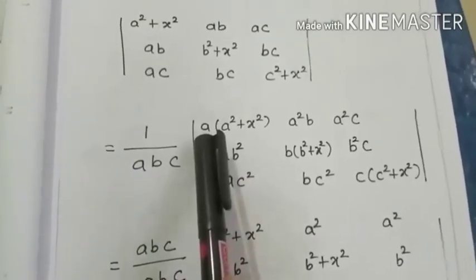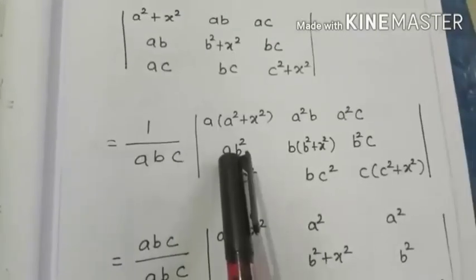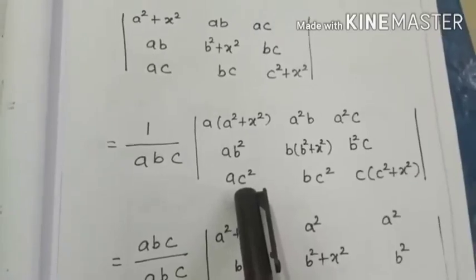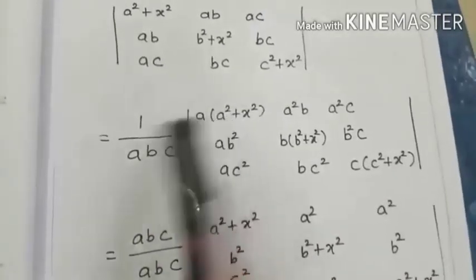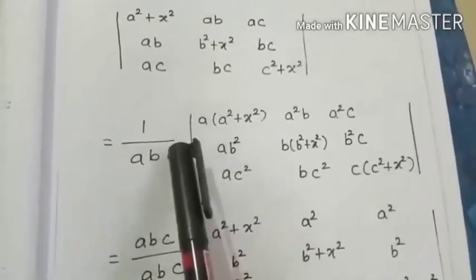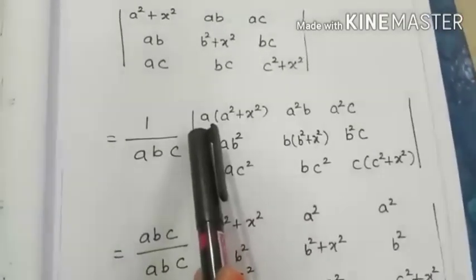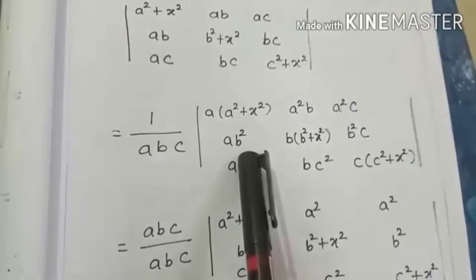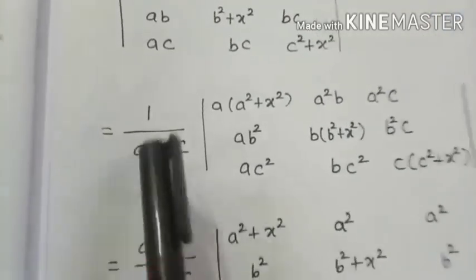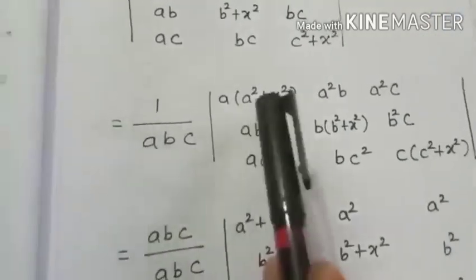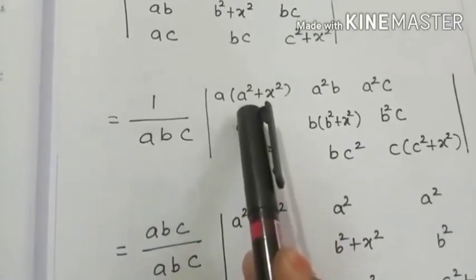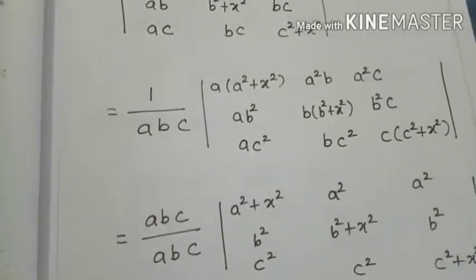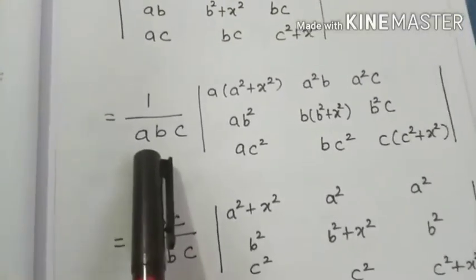So R1 is multiplied by A, R2 is multiplied by B, R3 is multiplied by C, both multiplied and divided. So the multiplied term is taken inside of the determinant, and the divided term is taken outside of the determinant. R1 is multiplied and divided by A, so the multiplying term is taken inside of the determinant, and the divided term is 1 by A.